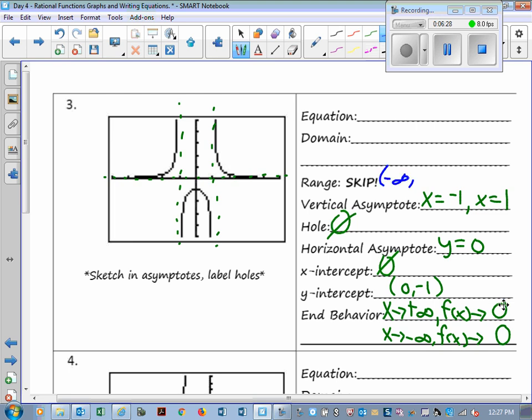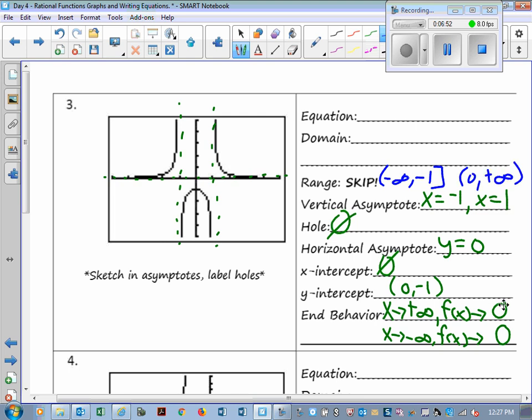-infinity to where? To -1 with the bracket. Because if we're saying that our y-intercept is -1, then that's part of our range, right? And then where do we start after the -1 with the bracket? We go back up to 0 to positive infinity.